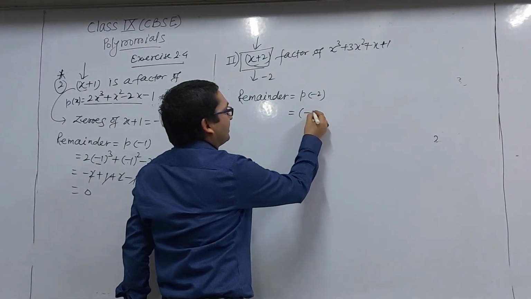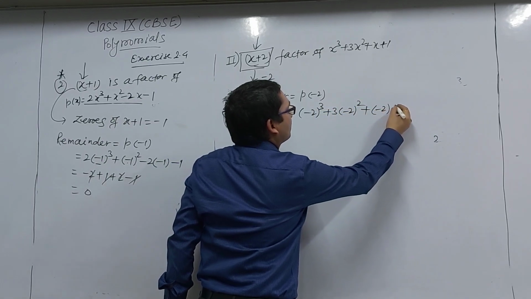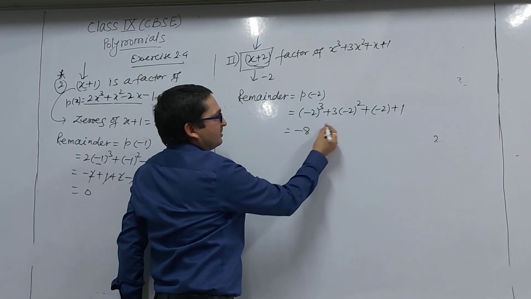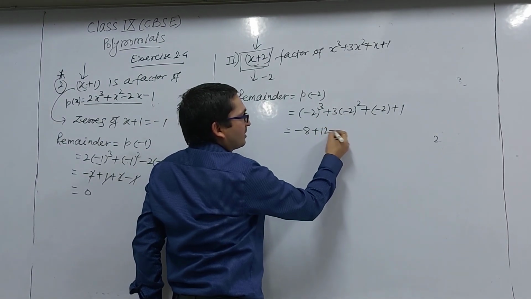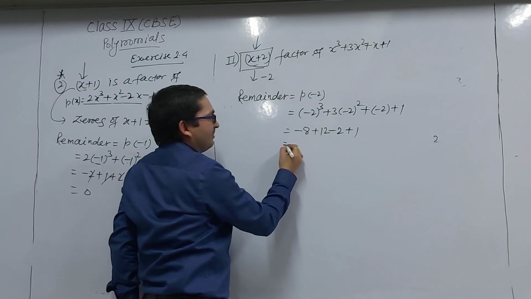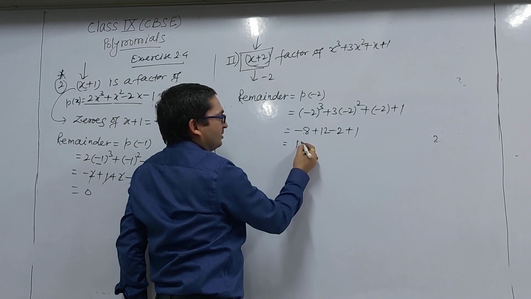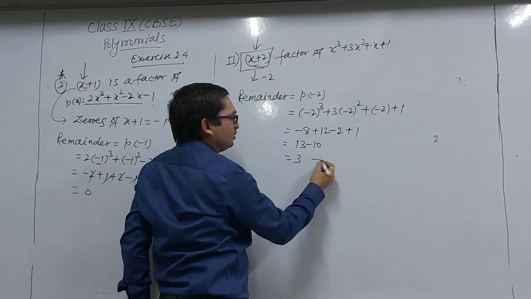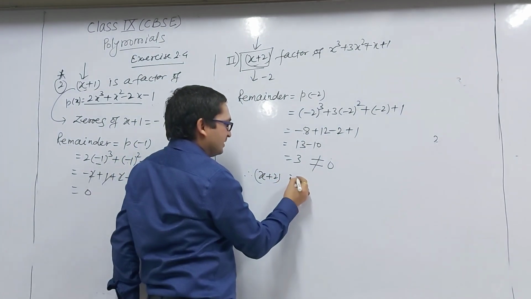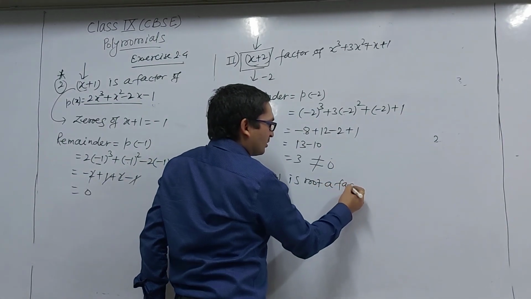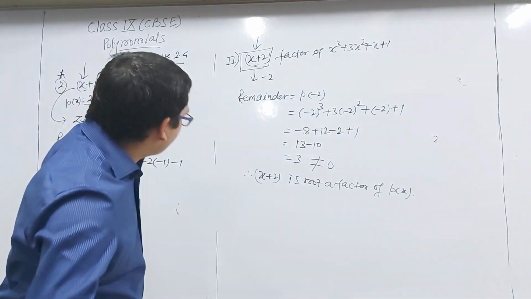Now it will be minus 2 cube plus 3 into minus 2 whole square plus minus 2 plus 1. Now it will be minus 8, minus 2 whole square is 4, 3 fours are 12, then minus 2 and plus 1. Now it will be 12 minus 8 minus 2, minus 10. 12 plus 1 is 13, 13 minus 10 is 3. This is not equal to 0. Therefore x plus 2 is not a factor of the given polynomial P(x). Now we'll go to some more questions.